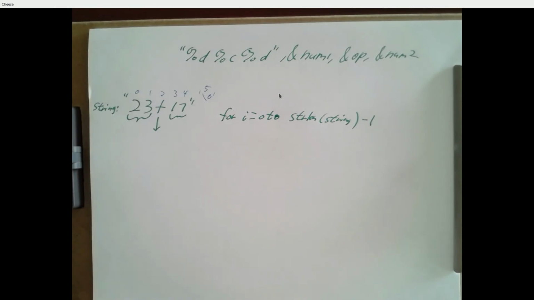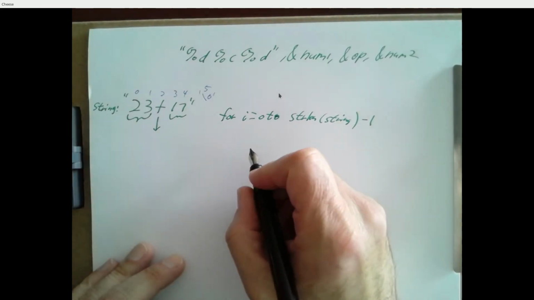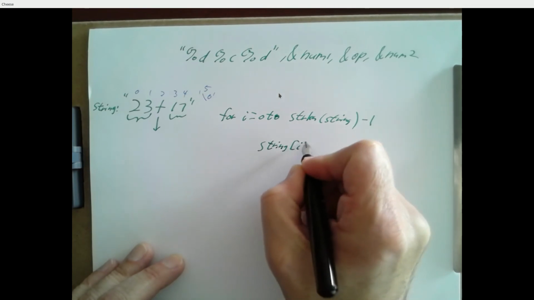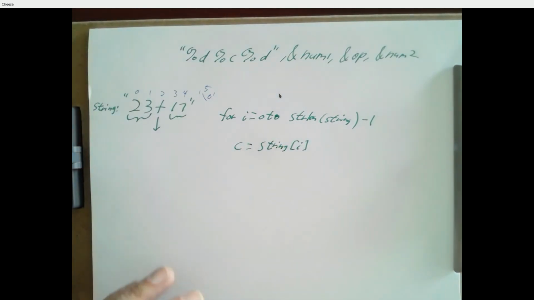Right? Same way if we do an inequality, we usually go i equals 0, i less than string length, which is the same thing as less than or equal to string length minus 1. So this will march us through our string. And let's take the ith character and throw that in a variable called c. So c is going to be a 2, and then a 3, and then a plus, and then a 1, and then a 7. So what should we do with c now?